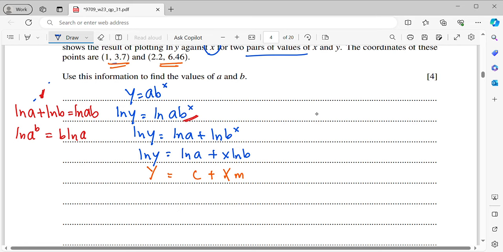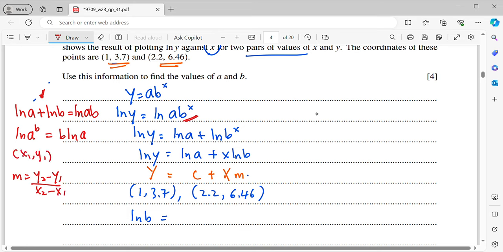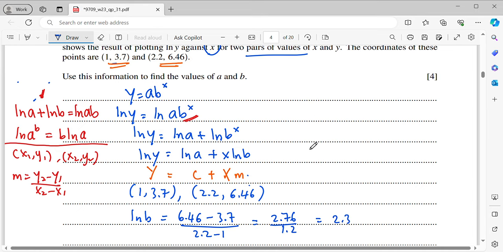So now I will write 1, 3.7, and then 2.2, 6.46. So my ln b, which is the gradient, which is our m. For your information, the m is y2 minus y1 over x2 minus x1 if you are given 2 points. Then from here I will just take directly the 6.46, this is basically our ln y2, then the 3.7 is the ln y1, then over 2.2 minus 1. Then from here, you will be getting 2.76 over 1.2. Then the answer is 2.3. Now, ln b is 2.3.